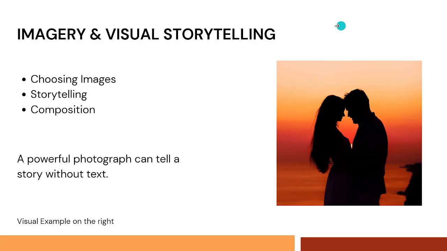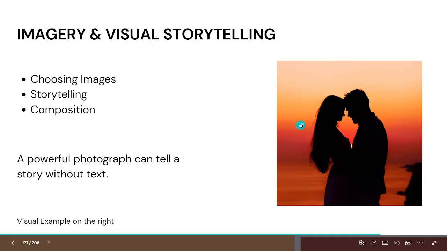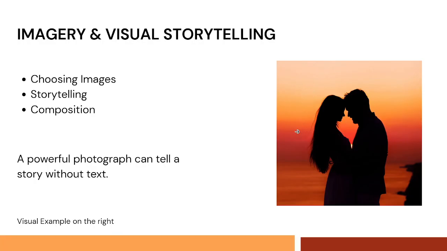We can see a couple, the woman on the left and the man on the right, and it's obvious that they're a couple based on this photograph. So the reason why we have images, in most cases, is to tell a story, to convey a message without necessarily adding text.